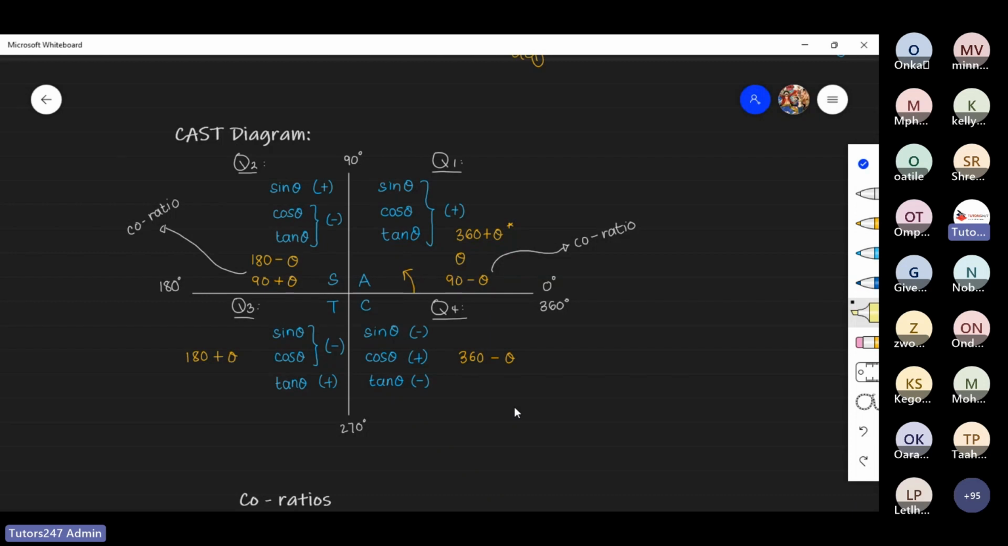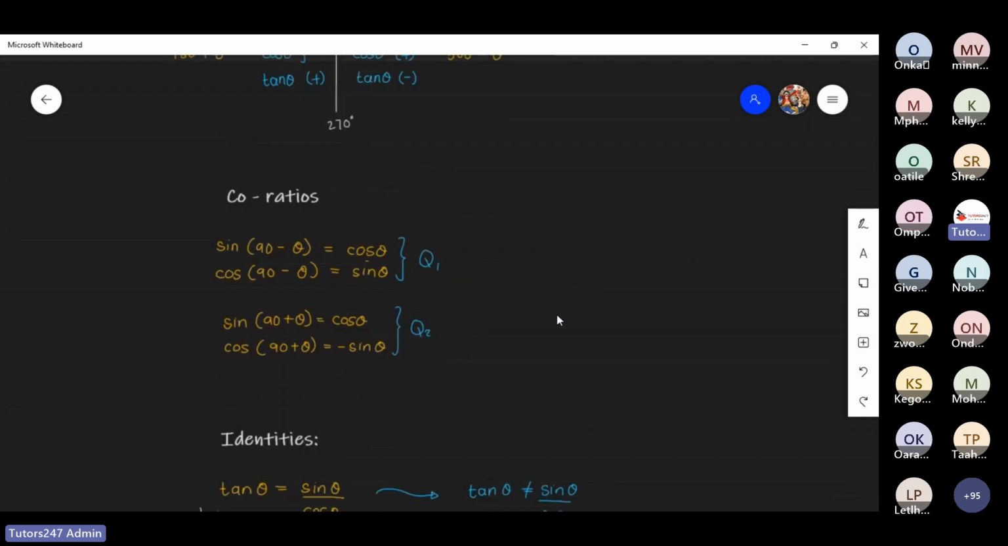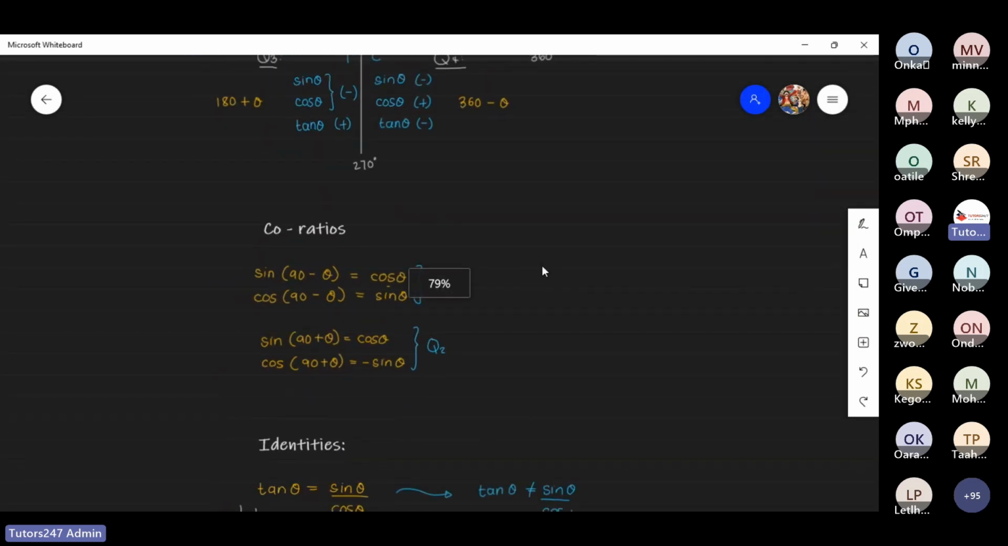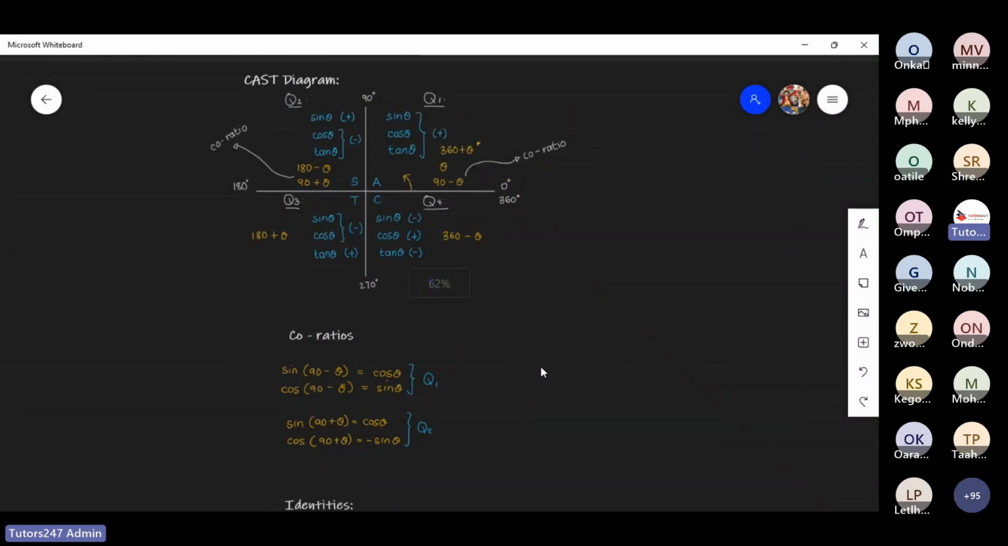Now, this cast diagram is not given to you within an exam, so I would highly recommend that you learn your cast diagram. When we do past paper questions, you'll take note that the cast diagram is used for the majority of your questions. So let's move on to the next part. So next, let's discuss co-ratios. To discuss co-ratios, I'm going to make the cast diagram visible as well so that we can use it.